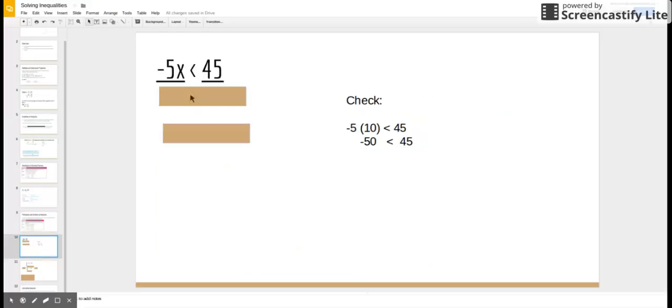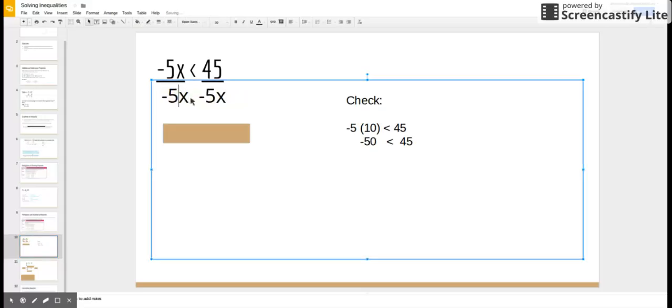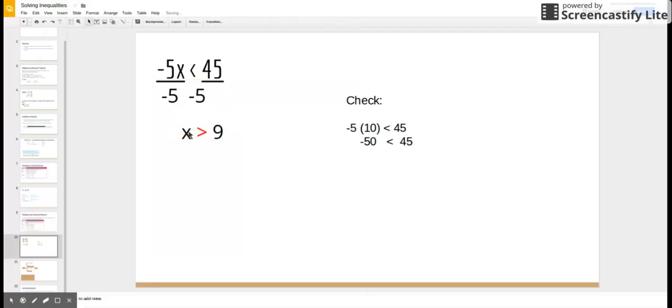Okay, here we have negative 5x is less than 45. How do we solve for x? We would divide both sides by negative 5, not negative 5x. You would divide both sides by negative 5, and you would get your x to be greater than 9. Notice here I just flipped the inequality symbol.